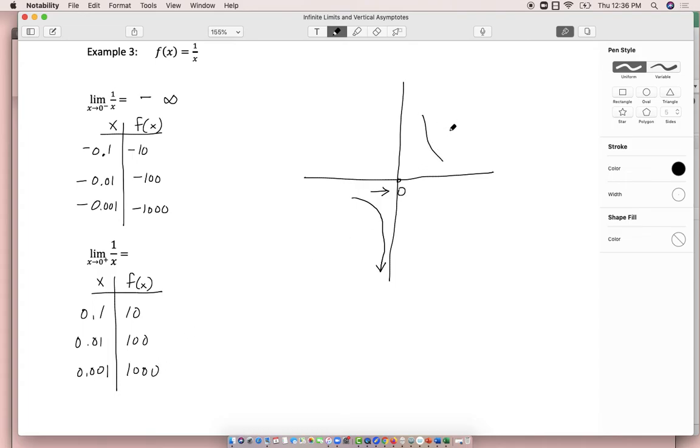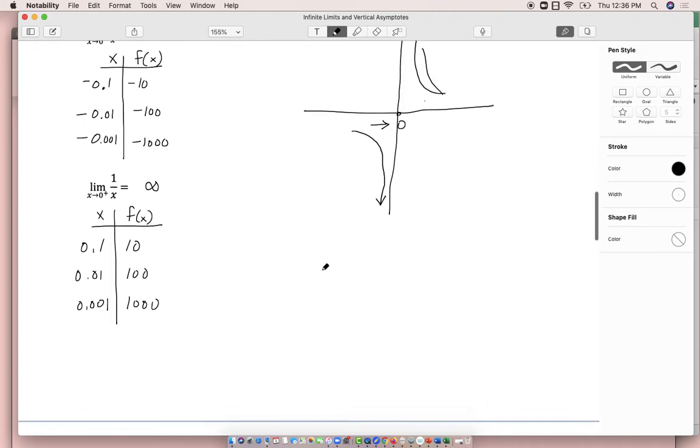So the graph, oops, my picture's not the greatest. My graph is doing this. So this answer is plus infinity. So this is how you can find these limits, either by doing a table of values, what to look for, or a graph, what to look for.